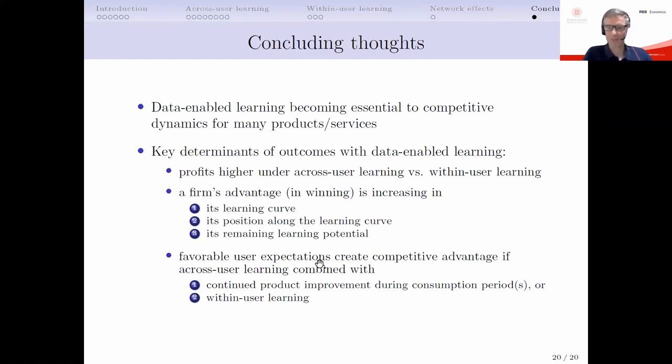So happy to take some questions. Super, Julian, thank you very much. Super interesting. And I really like the distinction, and I think it's important, between the across versus within user learning. And if you take down your slides now, it'll bring you up full screen.